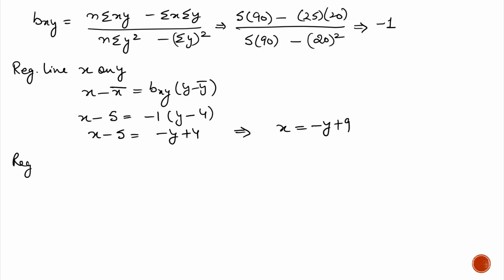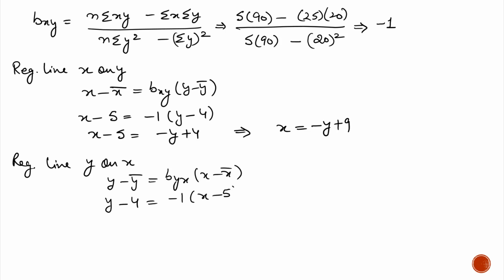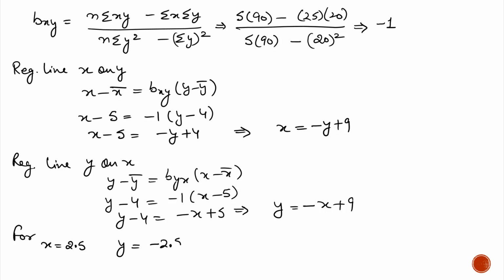And regression line y on x is y minus y bar equals byx times of x minus x bar. Y bar is 4, byx is minus 1, and x bar is 5. So the value of y is minus x plus 9. For x equals 2.5, y is minus 2.5 plus 9, which equals 6.5. So the estimated value of y is 6.5 when x is 2.5.